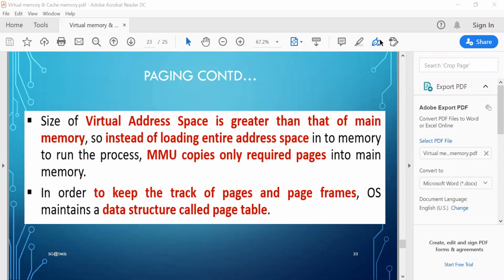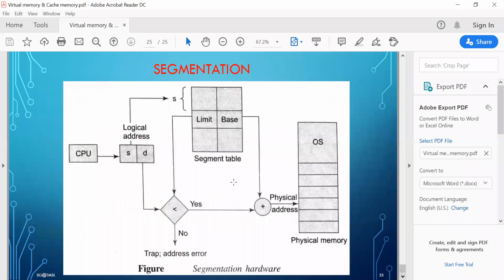Then next is the segmentation. So now the second technique, or last technique, is called segmentation, where the CPU gives the logical address.